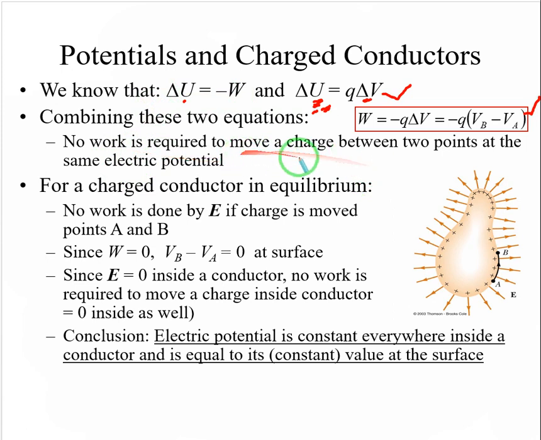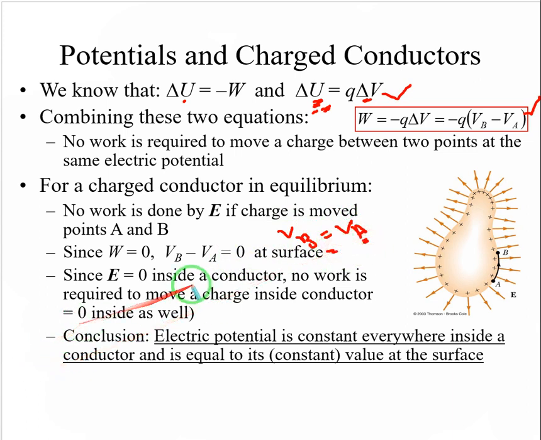No work is required to move a charge between two points at the same electrical potential. So for a charged conductor in equilibrium, no work is done by the electric field if a charge is moved from point A to point B. When there is no work done, it means VB minus VA is equal to 0, because there is no potential difference. So VB is equal to VA. When there is no potential difference, there is equilibrium.